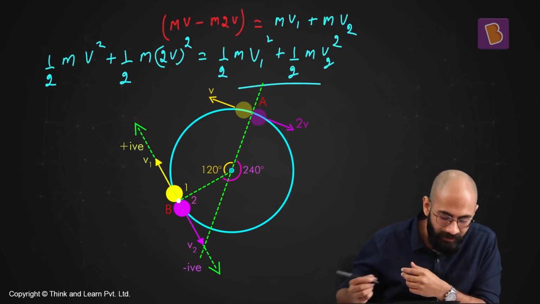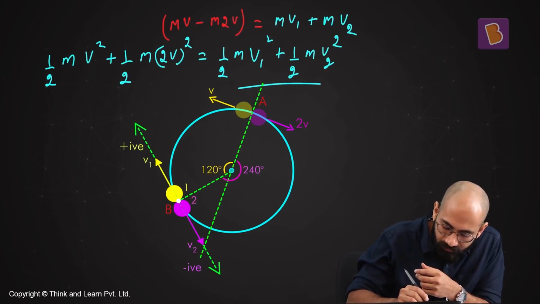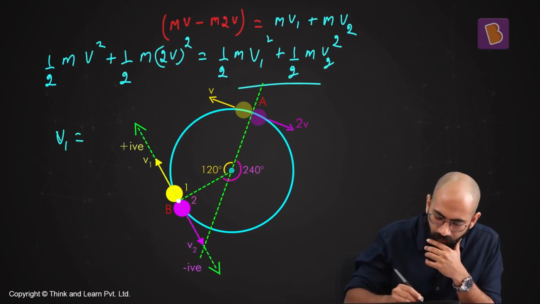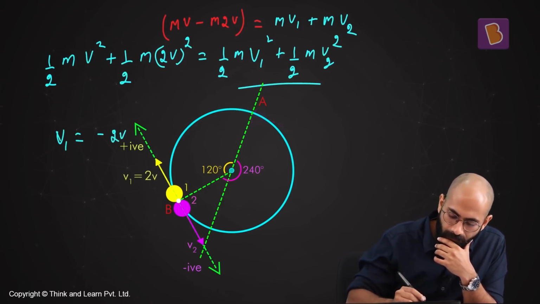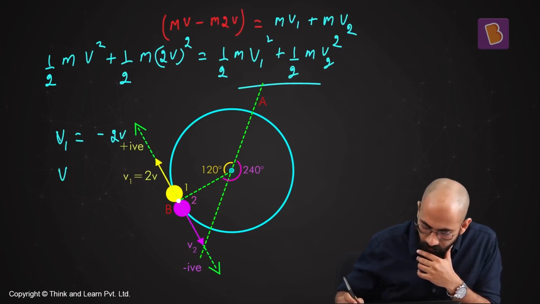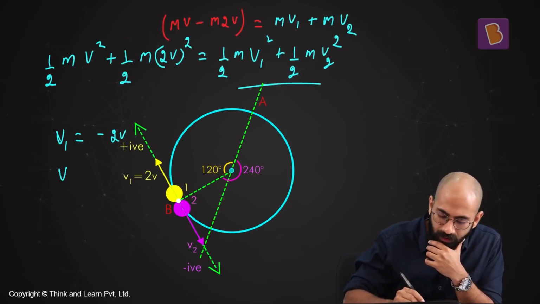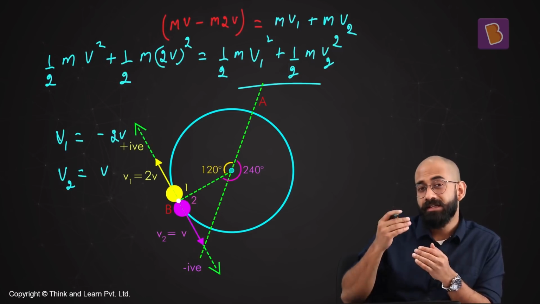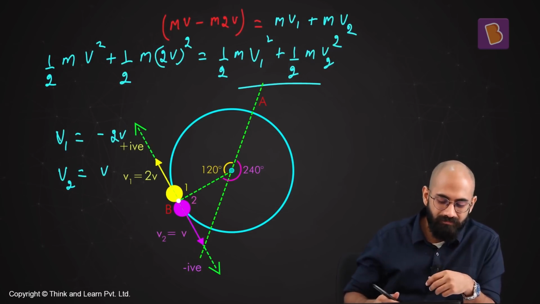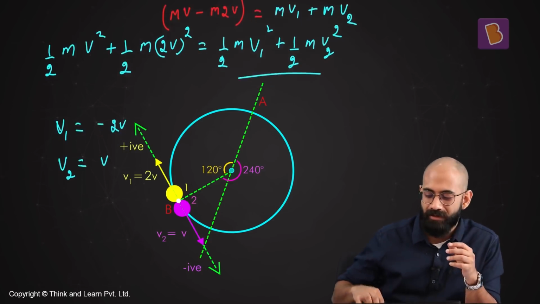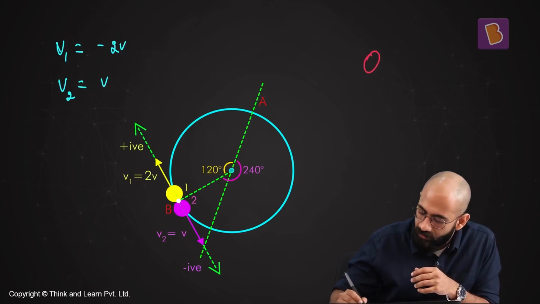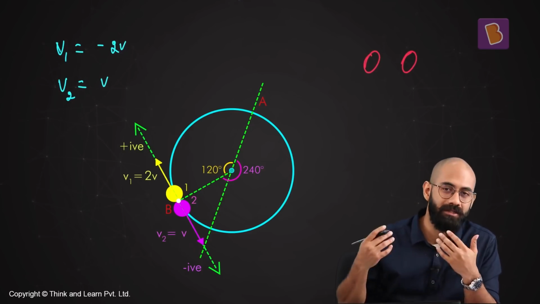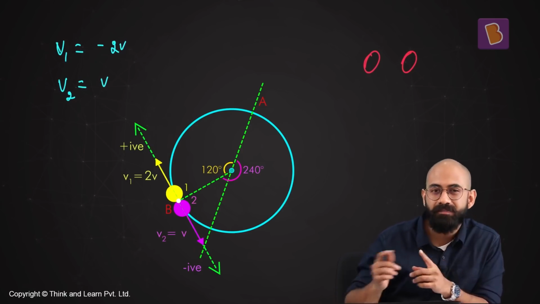But if you do solve it, you'll finally find that v1 equals minus 2v, and v2 will be equal to v. This will be the final value you'll get. What you'll end up seeing is that the speeds will basically get interchanged. Now, this is a concept that we see very often. When you take two bodies of equal mass, and they collide in such a way that the energy is conserved, or basically they collide elastically, if the mass is equal, the speeds basically get interchanged.